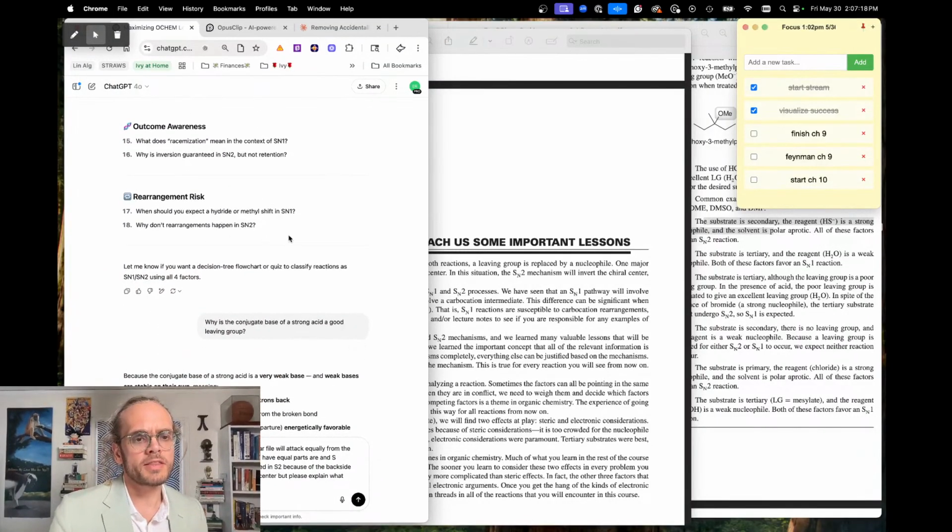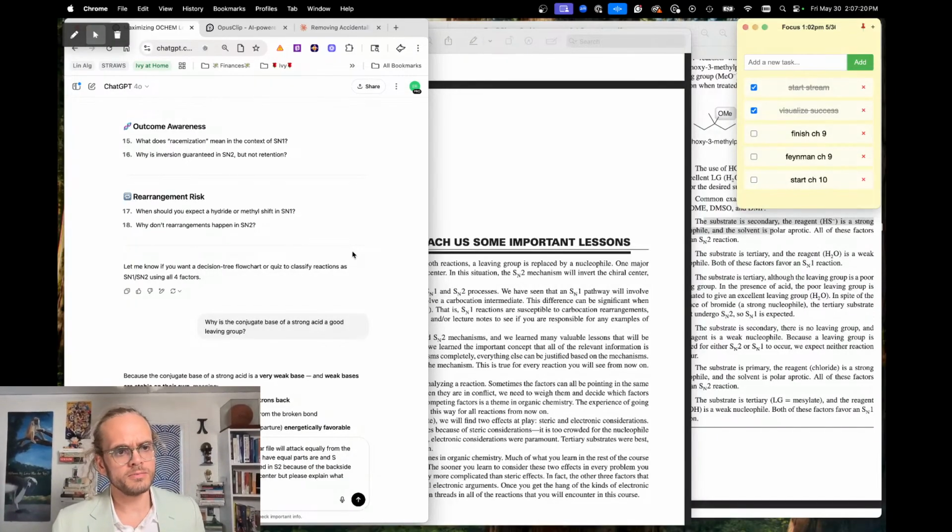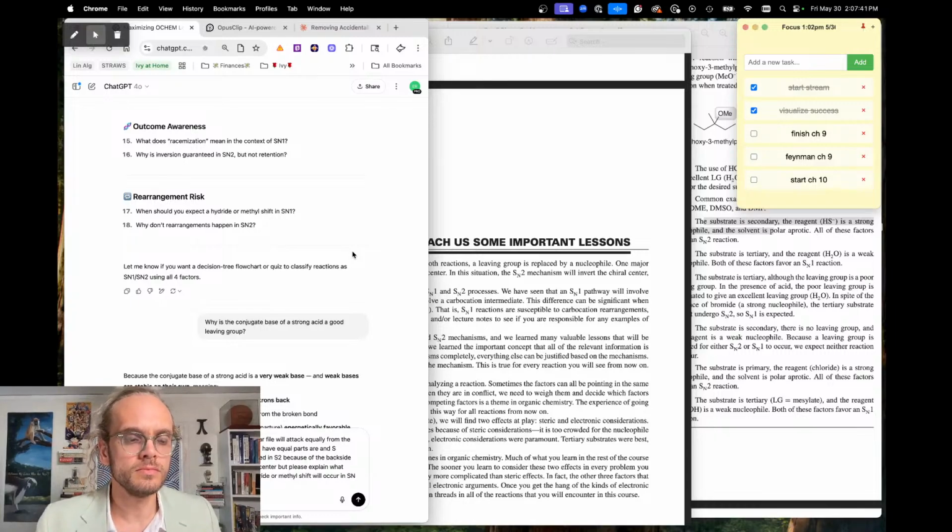Number 17, a hydride or methyl shift will occur in SN1 because, I'm not sure. Just answer 17 and 18. What are rearrangements exactly?